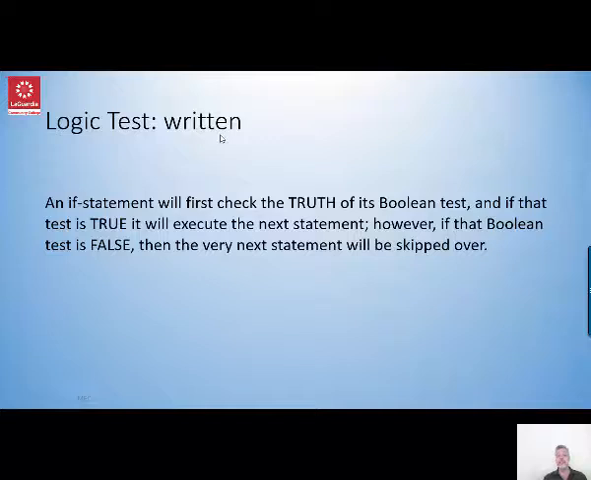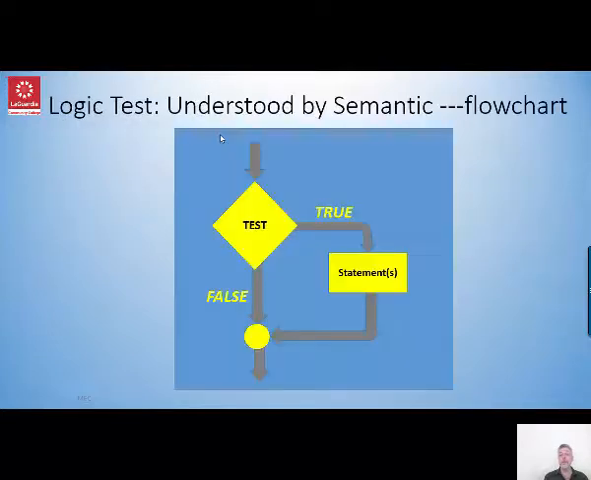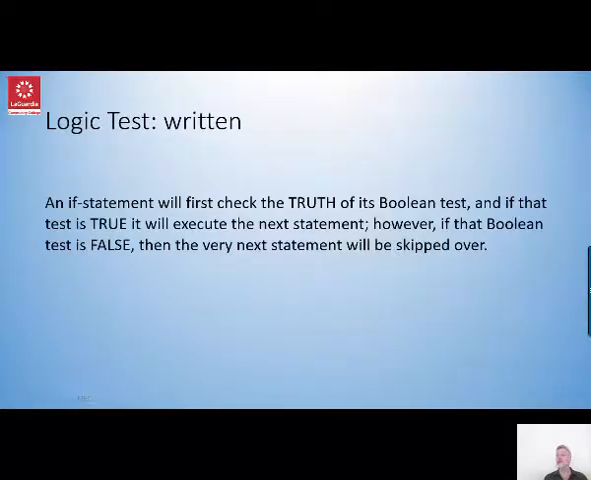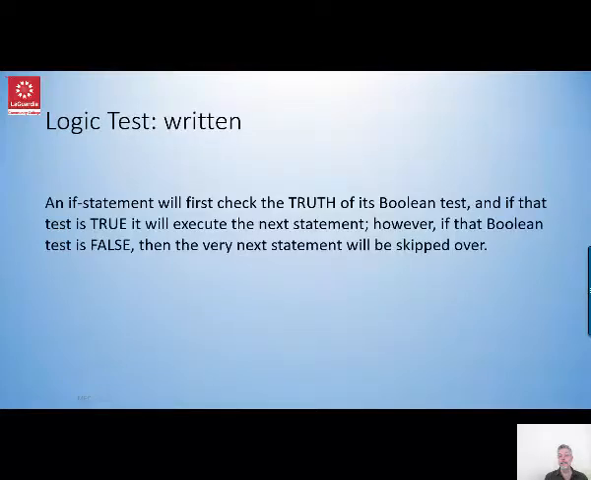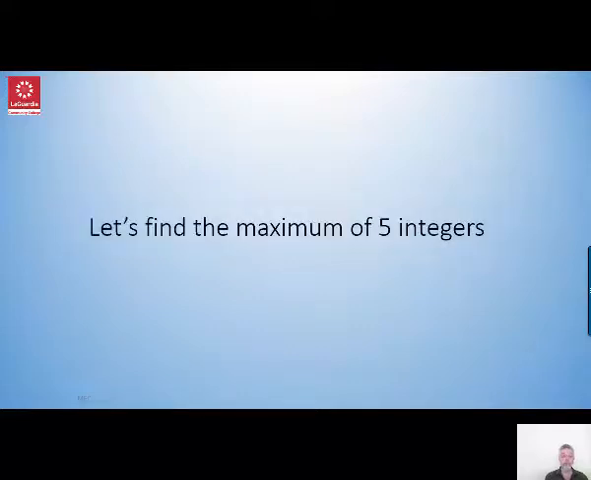And this is a written description of the test. Most people prefer the flowchart. A picture is worth, in this case, like 30 words. Which is easier to understand, this picture or this, real quickly? Right. But these are both valid ways to understand the semantics.